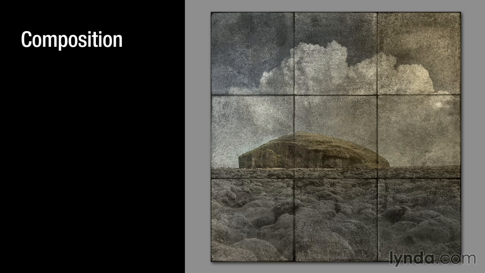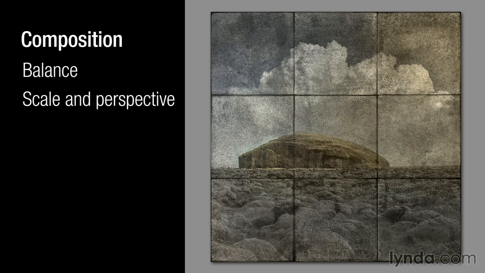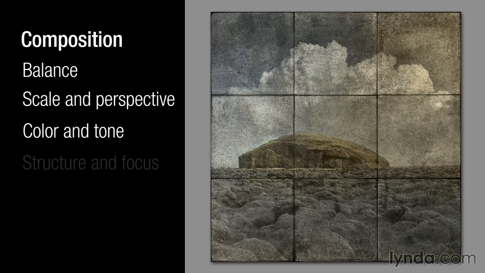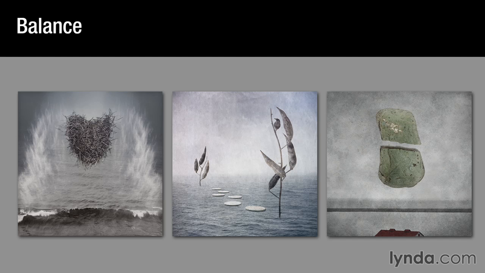We're going to take a look at balance, scale and perspective, color and tone, structure and focus, as well as emphasis. First, let's talk about how we can achieve a balanced image. I know that when I started creating composites, I would pull in a number of different elements, but then wouldn't necessarily know how to arrange them on the page. The simplest way would just be to put the primary subject in the very center, but this can lead to a stagnant and boring composition.